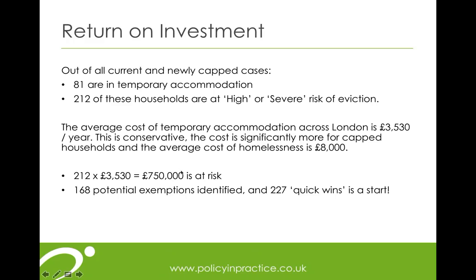Now, what can you then do about that? Well, identifying 168 potential exemptions out of those newly capped cases and 227 potential quick wins is a start, and I think quite an important one. And then evaluating how effective that support you're giving them has been is going to be important too. And we're going to be doing that on an ongoing basis with Croydon, because the cap is not just a one-time thing. I think some of these households are going to need ongoing support.